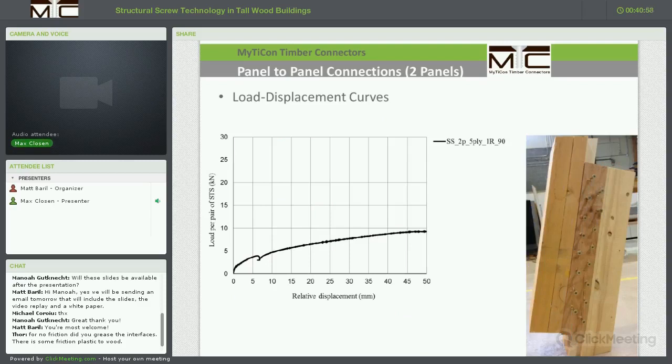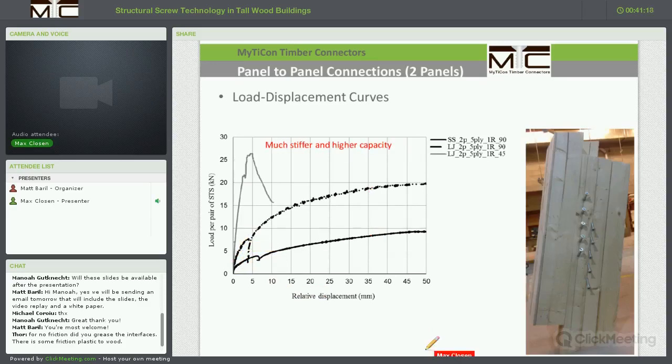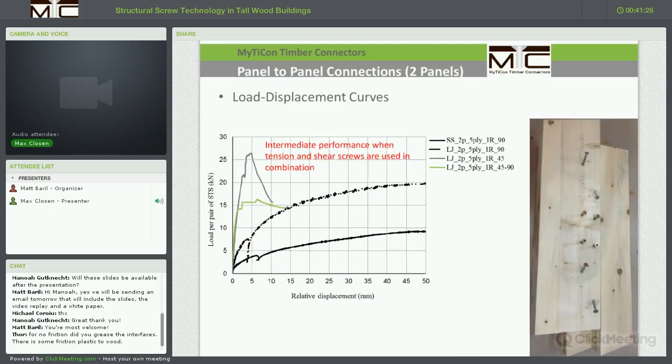For the 5-ply panels, we see similar performances, of course. That is what we kind of expected already. Again, we see a steep load increase from surface ply to half-lap joints in 5-ply panels, with a steeper load increase initially at the origin of the test. And of course, we again see a fairly steep load increase for the joints with half-lap and screws in tension.